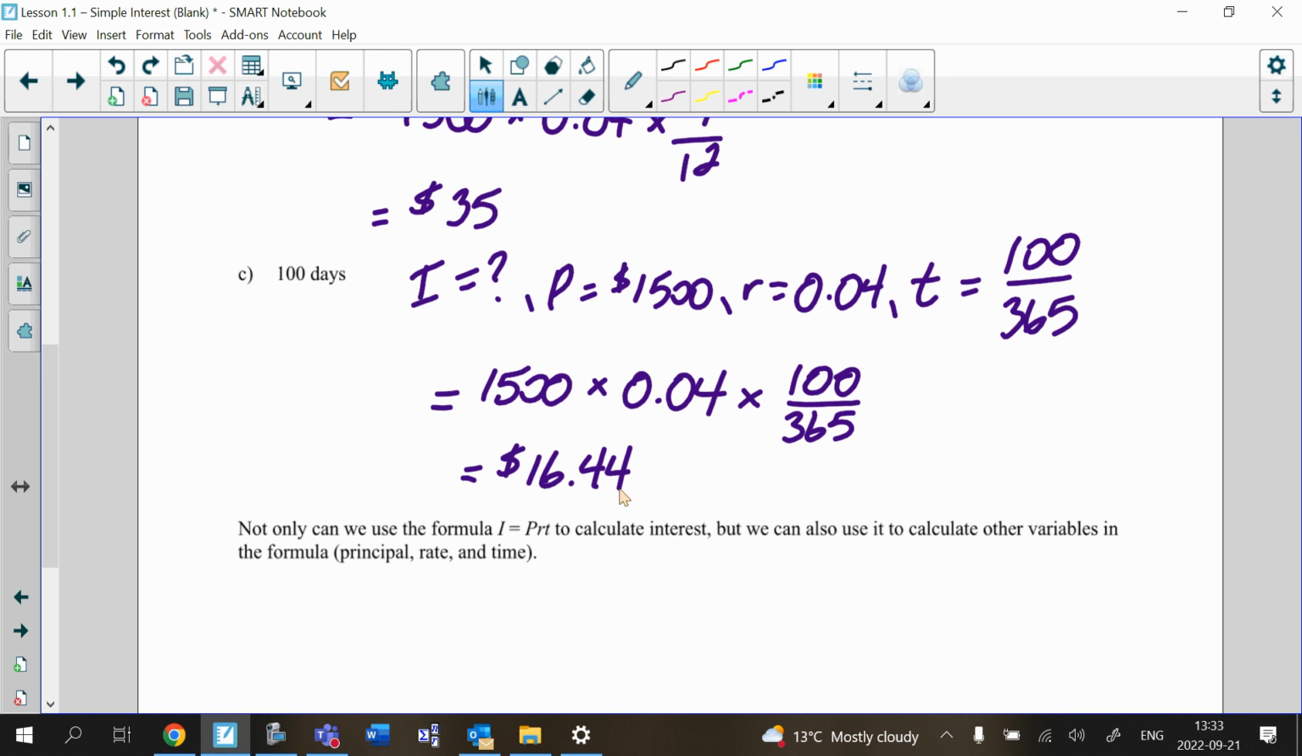We can use this formula to answer different types of problems. Like what happens if you're given the interest, the principal, and the rate, and you're asked to find the time? What happens if you're given the interest, the principal, and the time, and you're asked to find the rate? Or you're given the interest and the rate and the time, and you're asked to find the principal? Well, we just use that formula and we work backwards.